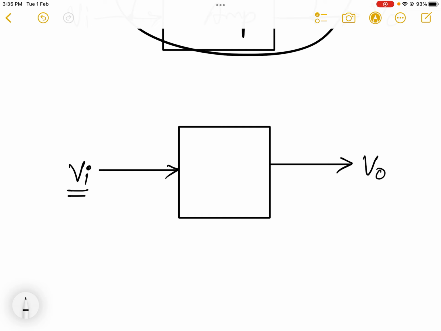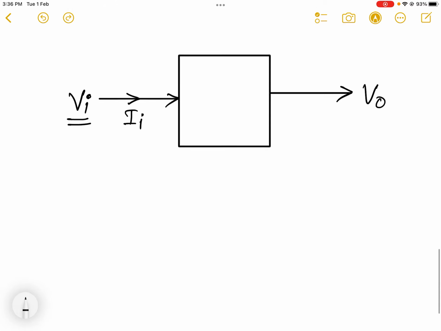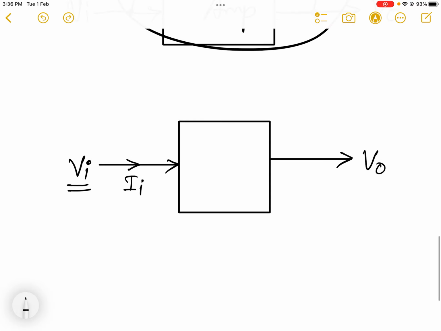naturally, when I apply this input voltage Vi, some current will flow into the amplifier. Let that current be Ii. Ii means input current. This small i indicates input. This capital I indicates current. This capital V indicates voltage. So when we apply input voltage Vi, some current will flow, that current is Ii.